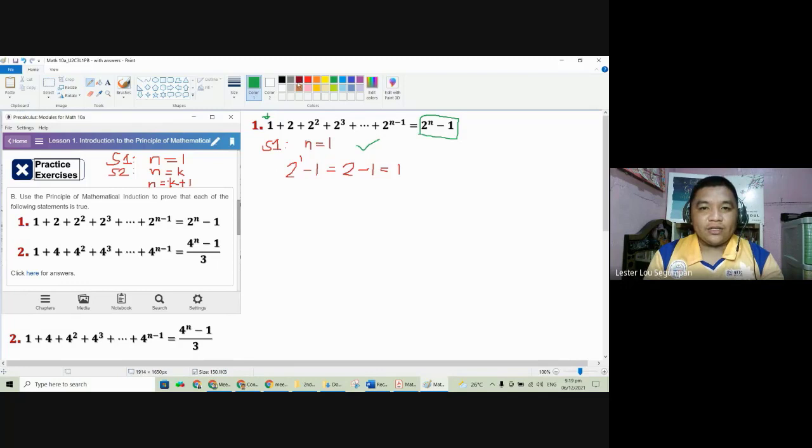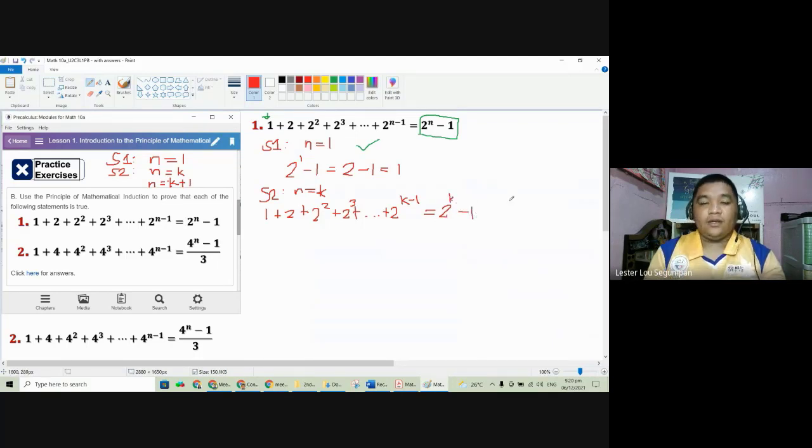As for the second condition, we need to show the expression when n equals k. So this identity could become 1 plus 2 squared plus 2 cubed plus dot dot dot plus 2 to the power of k minus 1, the exponent n becoming k minus 1. And this should be equal to 2 to the power of k minus a term, not an exponent, of 1. This should be its form when n is equal to k.